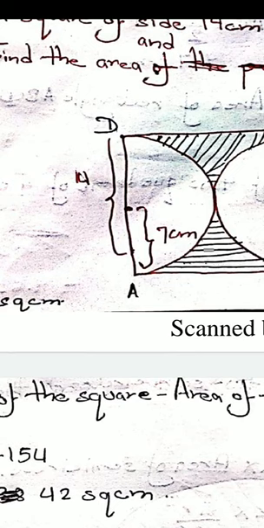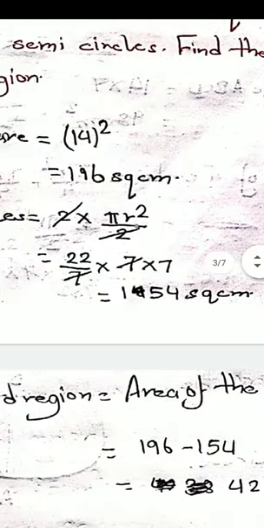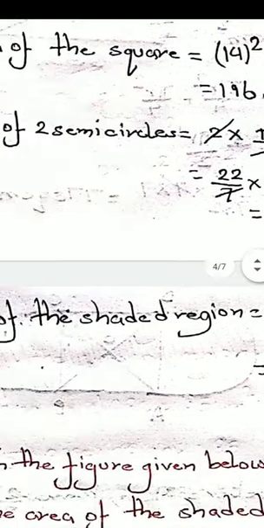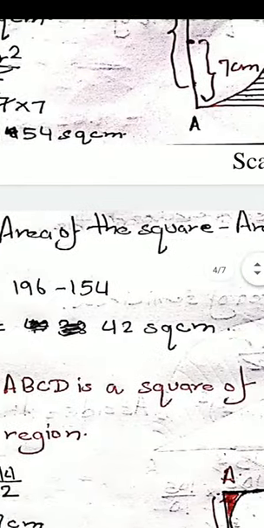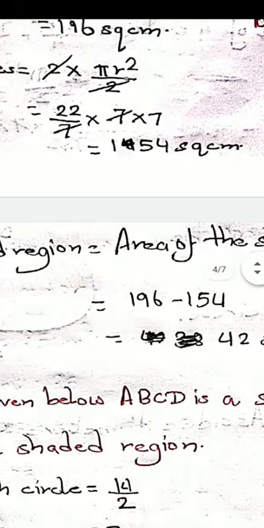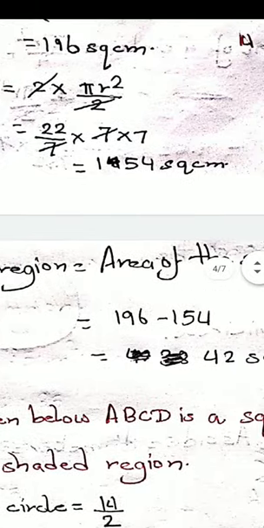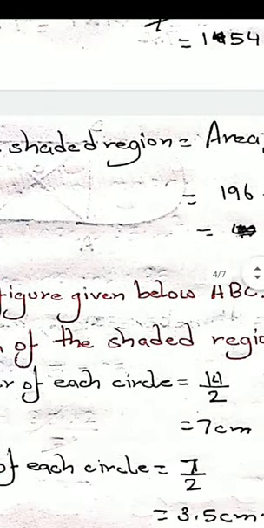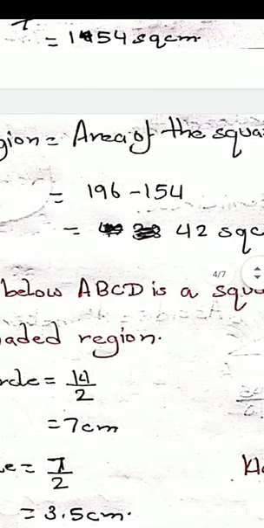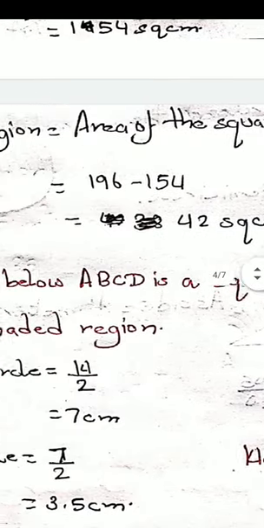the semicircle, and radius is nothing but half of the diameter, that is 7. So that's why I'm using the value out here as 7. So that happens to be 154 square centimeter. So area of the shaded region will be equal to area of the square minus area of the semicircles. Yes, so this will be 196 minus 154. Here remember, I'm calculating the area of two semicircles, that's why I'm using 2 into pi r square by 2. Yes, so 196 minus 154 will become 42 square centimeter.